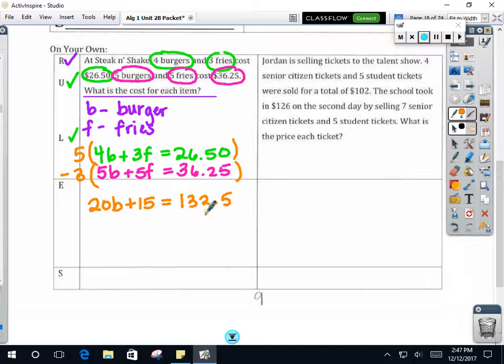Okay, now let's multiply the bottom equation. -3 times 5b is -15b. -3 times 5f. Oh, I just realized I forgot to write the variable. Let me fix this one. Hold on, I'm fixing this one really quick. And then this one's -15f. And then -3 times 3625 is what?